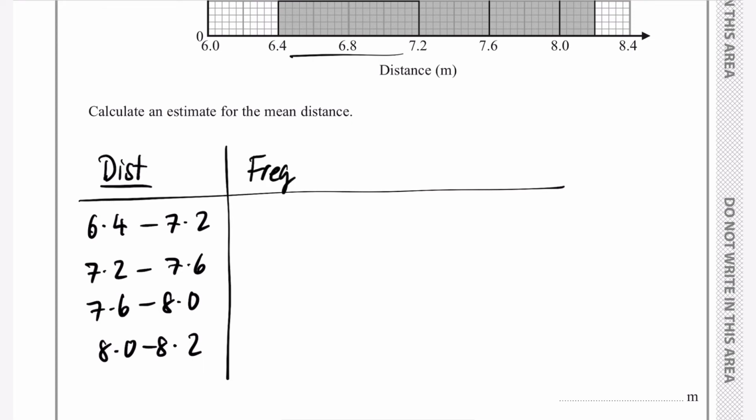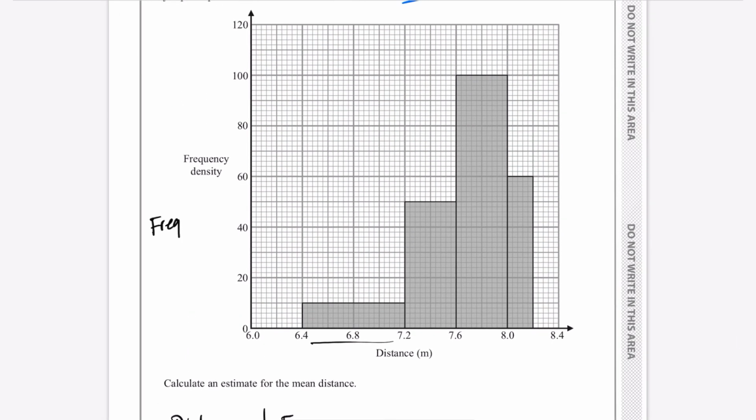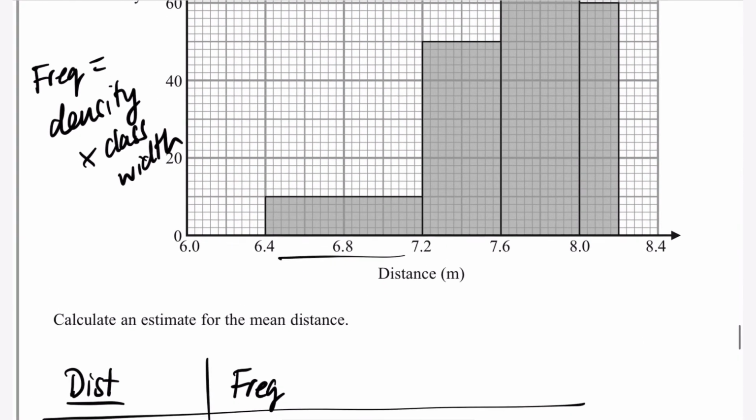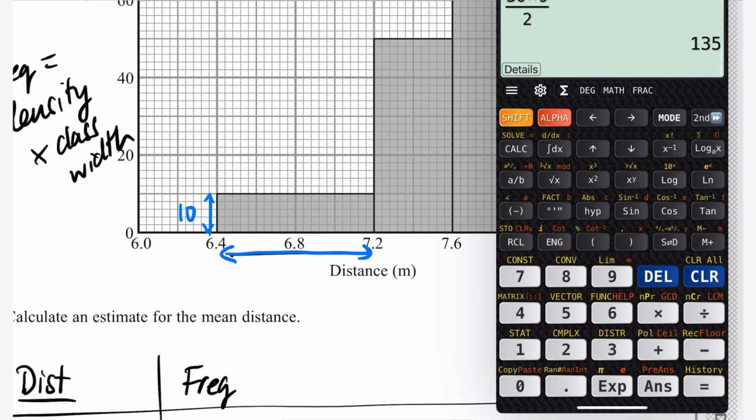Now, to find out the frequency, hopefully you can remember that the formula is frequency equal to the density multiplied by the class width. So I'm going to do lots of drawing on the diagram here, okay? The density here is 10, and the width along the bottom, 6.4 to 7.2, 7.2 take away 6.4, being very lazy, is 0.8. So the frequency, and you can label this, is going to be 10 times 0.8, which is 8.